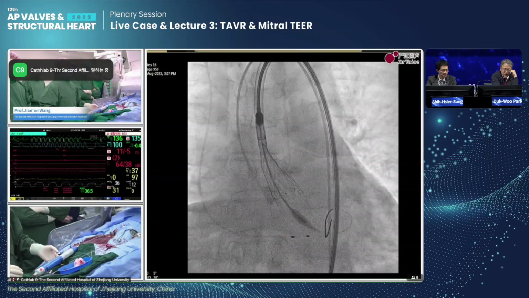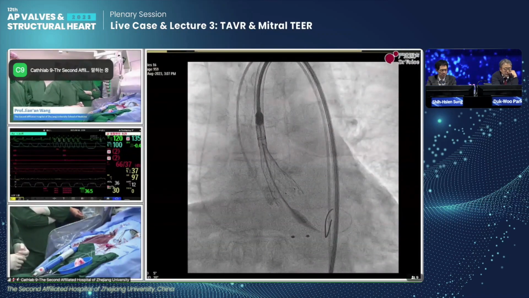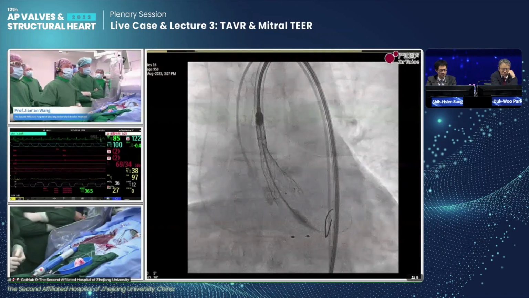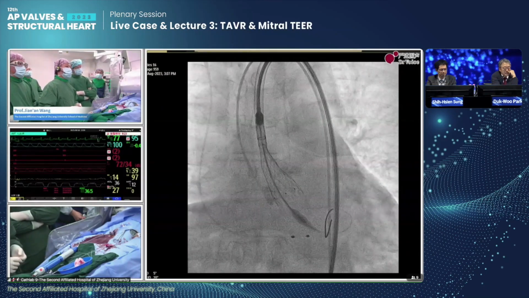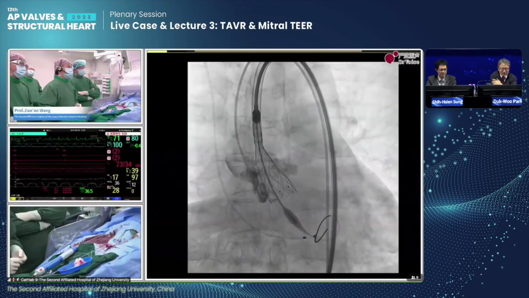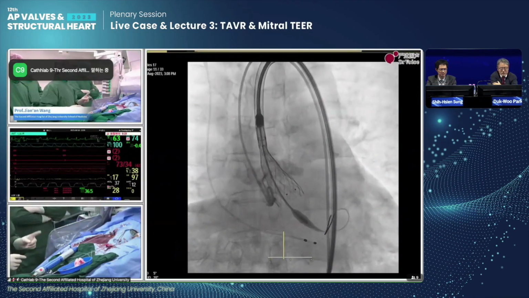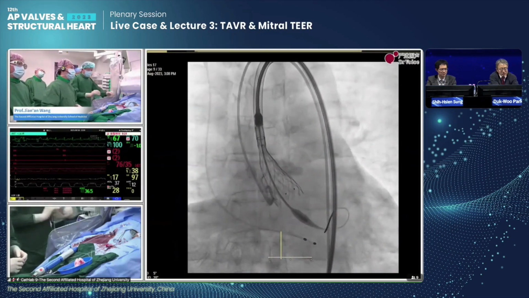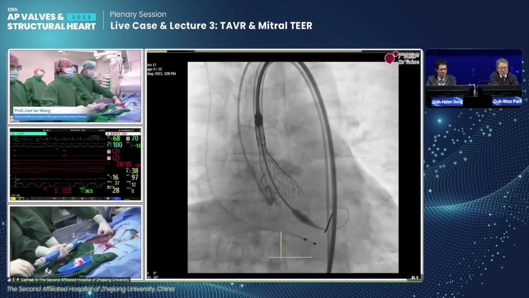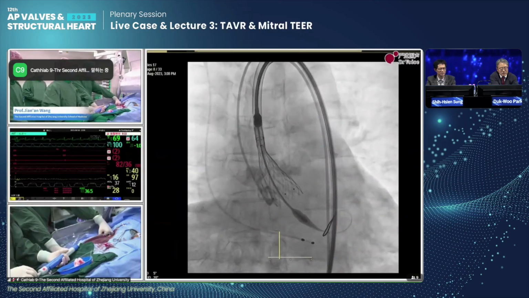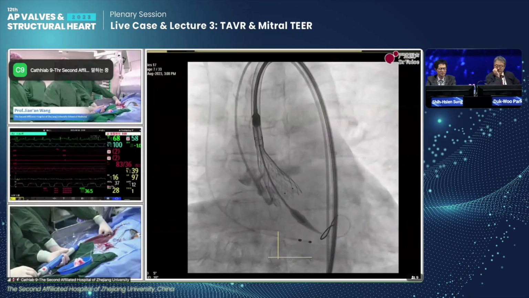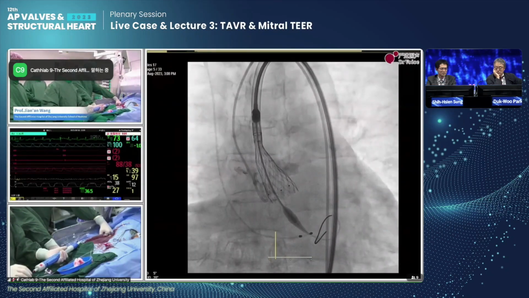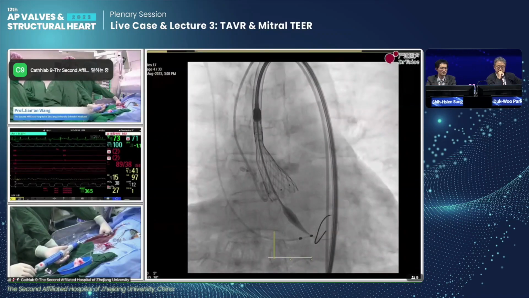What do you think the position, the height of the device, is? I think the position is good. Any comments from the panel? The Venus A-Plus is a retrievable device, the first retrievable device made in China. Actually, our team was involved in the development of the device.